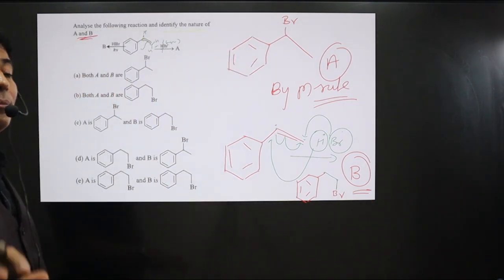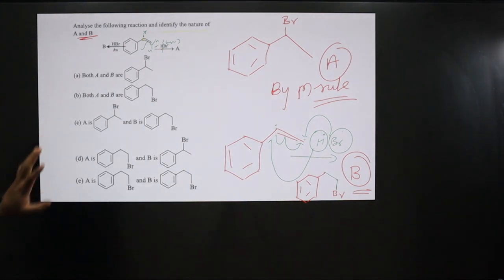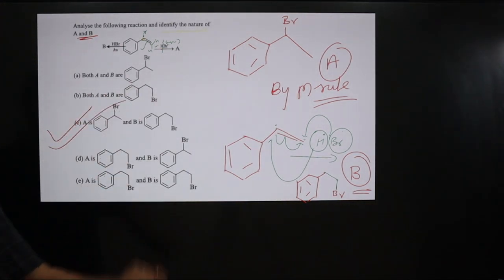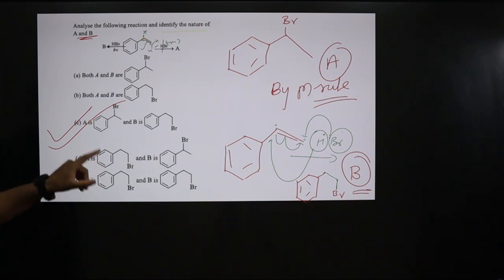This product is formed based on the anti-Markovnikov rule. We can identify the matching option. You can see option C is correct. Options A and E are not possible.